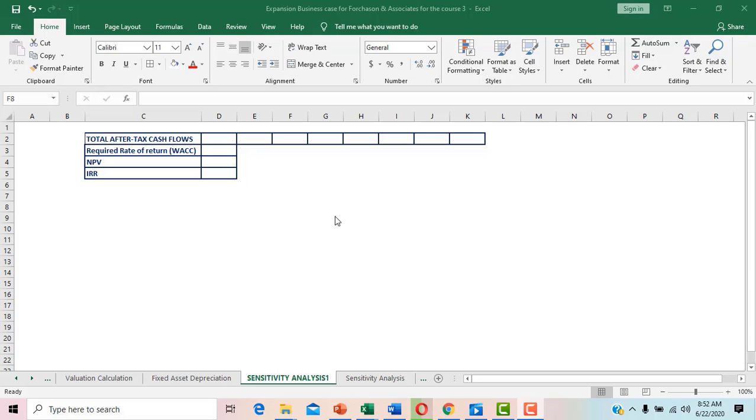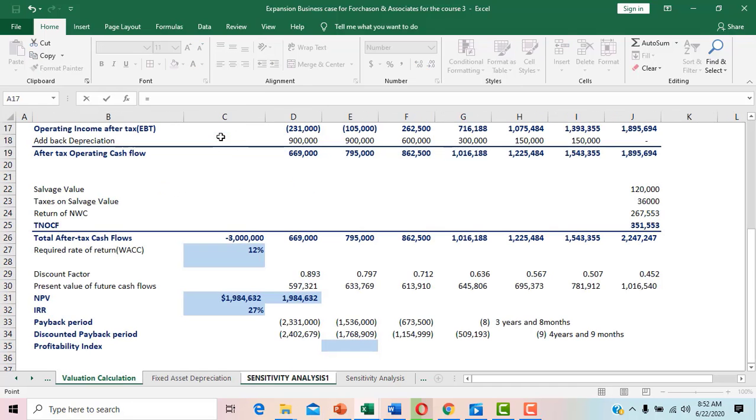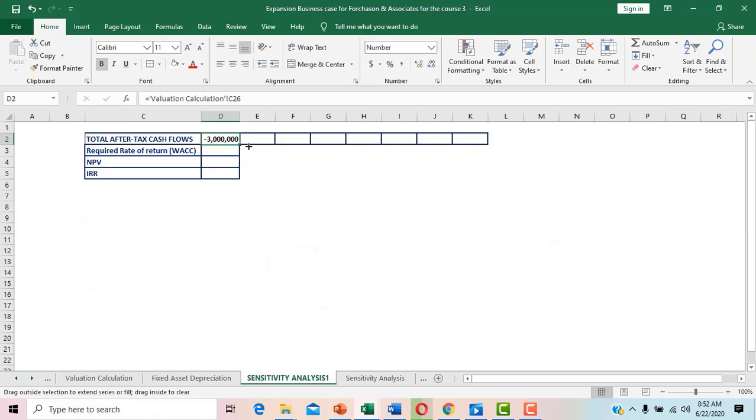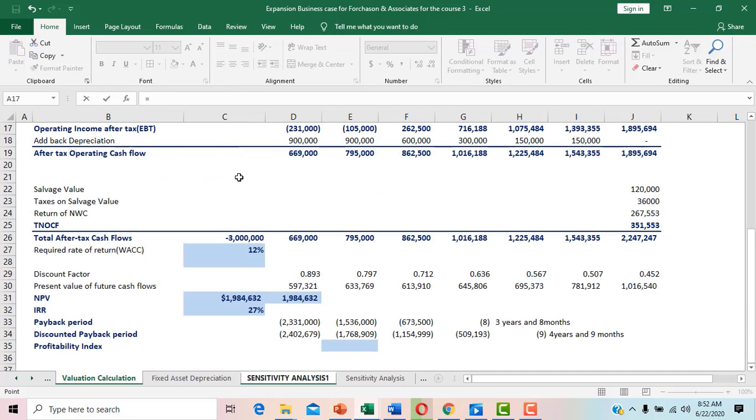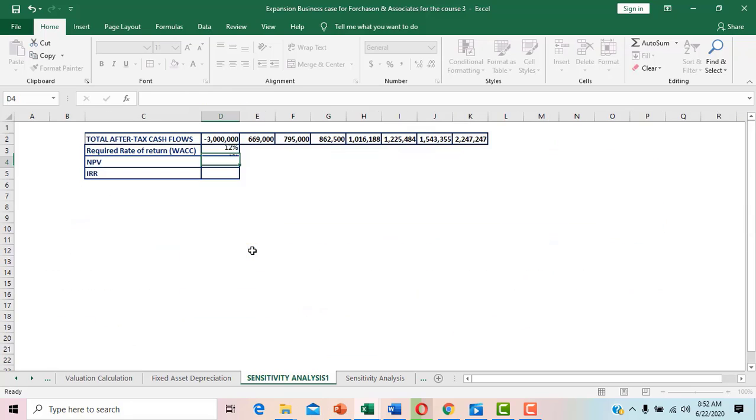To make a practical example of sensitivity analysis, we are going to need certain inputs, the first of which is going to be the total after-tax cash flow. Let us extrapolate the total after-tax cash flows from our evaluation sheet. We are just going to pinch and pull right up to the end. Our next variable of interest is going to be our weighted average cost of capital, which stands at 12%.